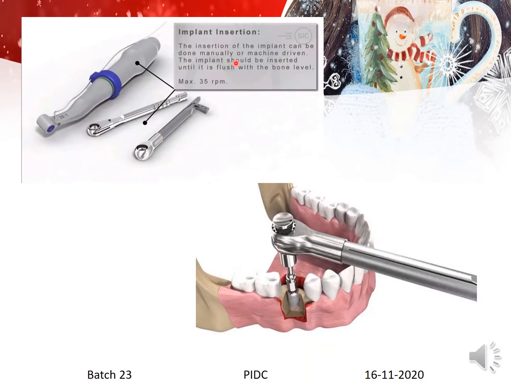After the site is prepared, we go in for the implant insertion. The insertion of the implant can be done manually or it can be machine driven. The implant should be inserted until it is flush with the bone level. This is done with the help of these hex drivers. So after we place the implant with the help of the machine, the implant is tightened further with the help of a hex driver.